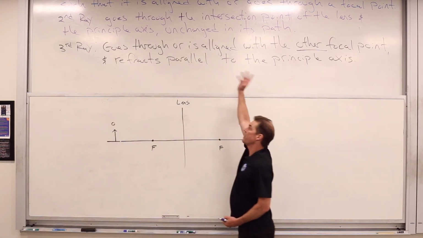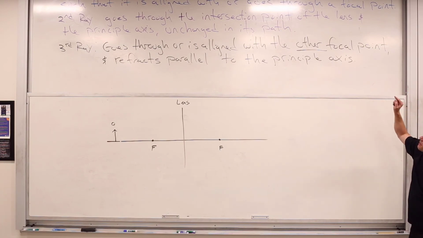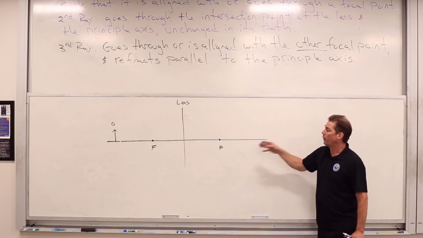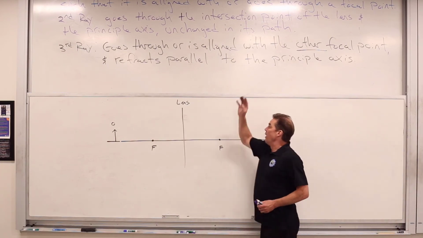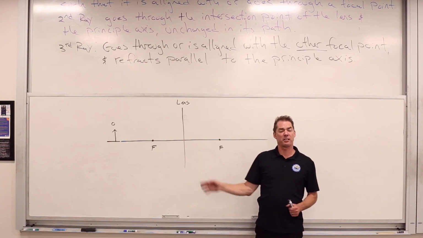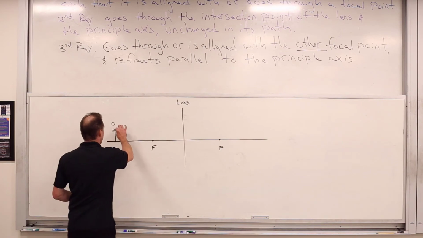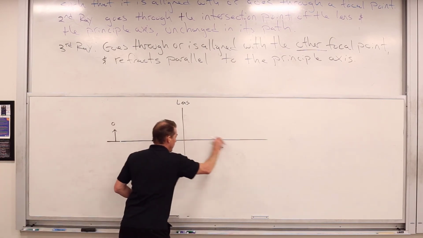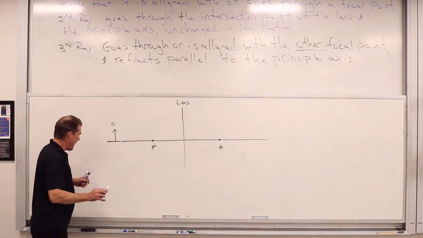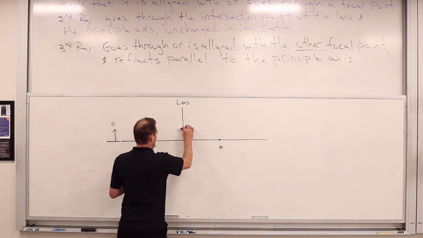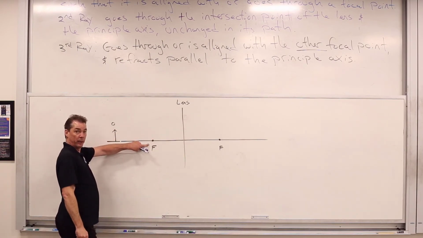We take this first ray and say it goes parallel to the principal axis, and then either refracts and goes through a focal point or is aligned with a focal point. That comes down to one thing. What type of lens is this? Is this a converging lens or a diverging lens? If it is a converging lens, this first ray goes parallel and then is forced down through the focal point by the definition of convergence. If it is a diverging lens, this parallel ray goes like this and then it diverges, and that divergence is aligned with this focal point.